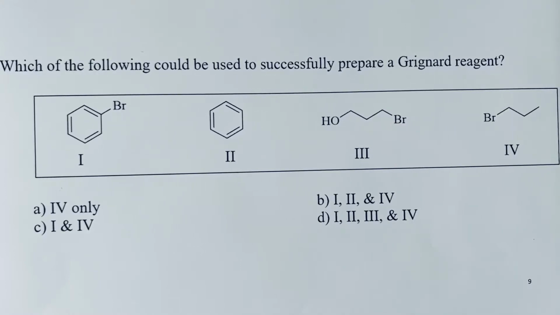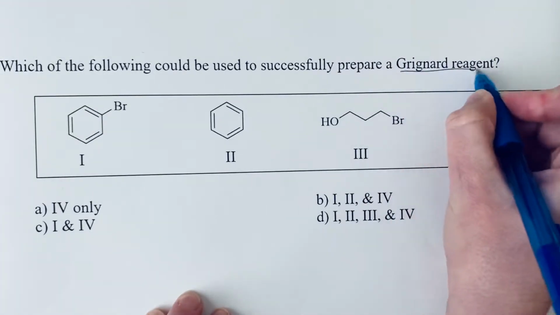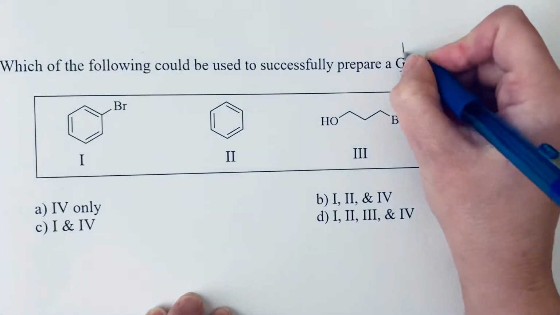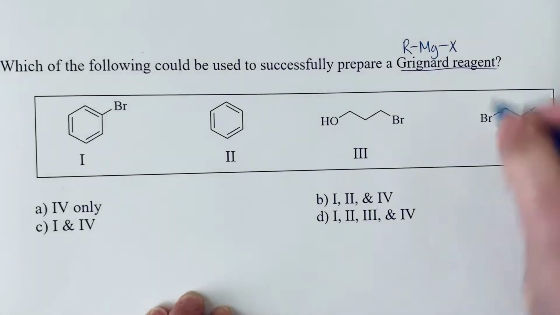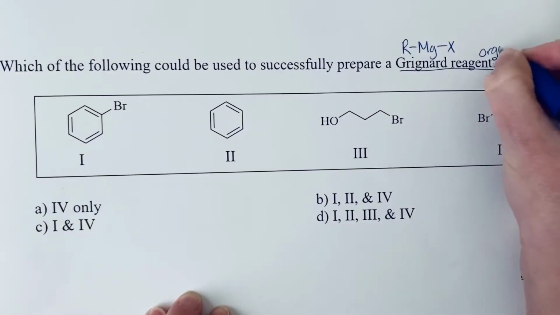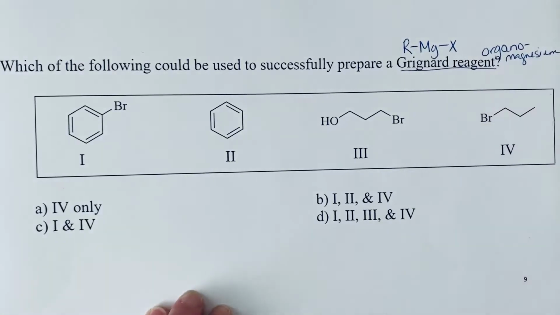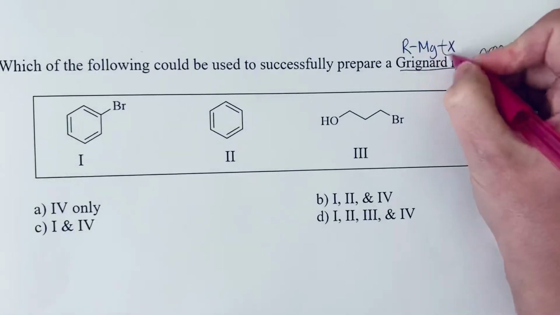Which of the following could be used to successfully prepare a Grignard reagent? So we need to know what a Grignard reagent is. A Grignard reagent has this general formula. It's an organomagnesium reagent. And we see this X here, that's a halogen.